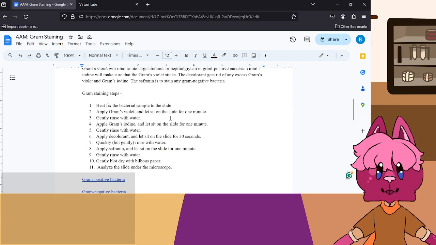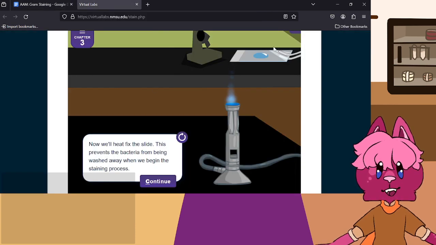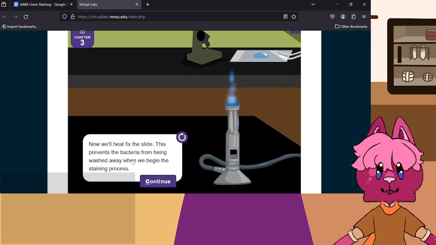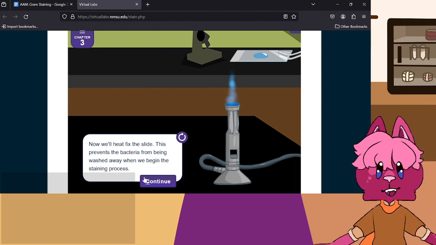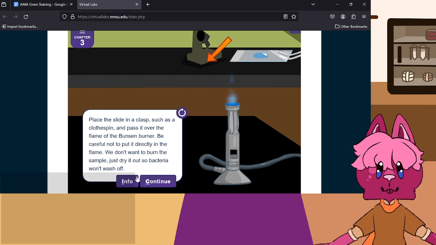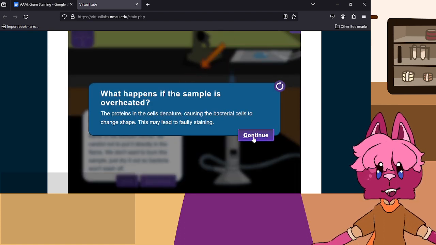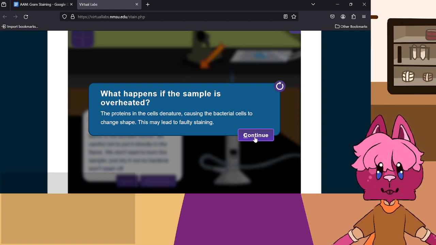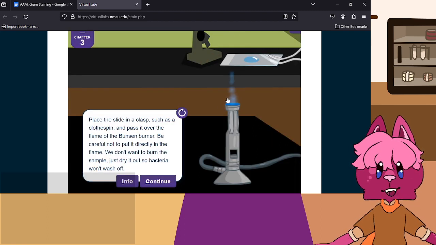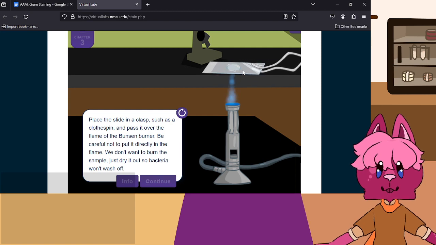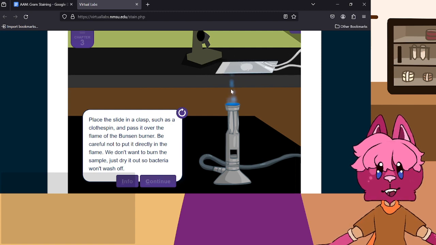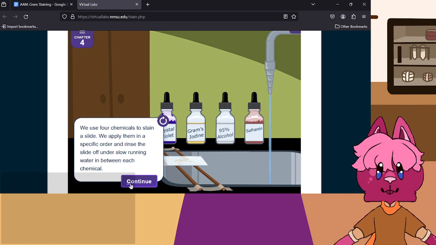I know. So when I said heat fixing, this is what that is. So you see all that water? It explains it here. Now we'll heat fix the slide. This prevents the bacteria from being washed away when we begin the staining process. You don't want to overheat it because of denaturation, which changes the shape, and that may lead to faulty staining. So that's why you don't want to heat it too much. And now all that excess water is gone, and you have a nice gray image.